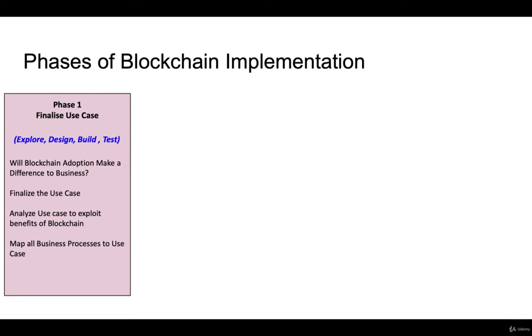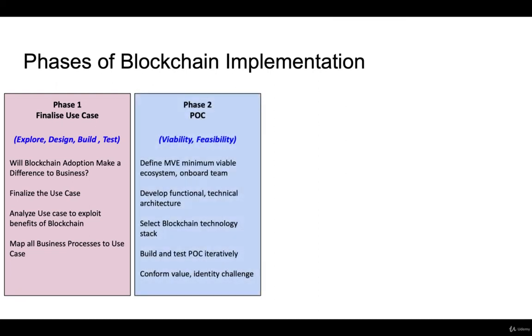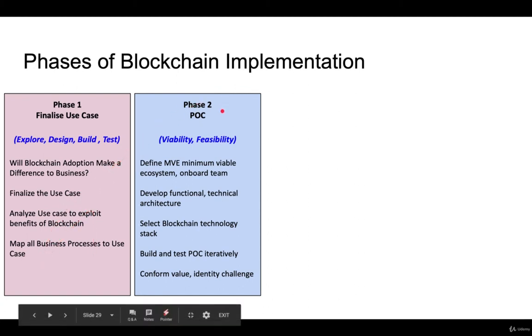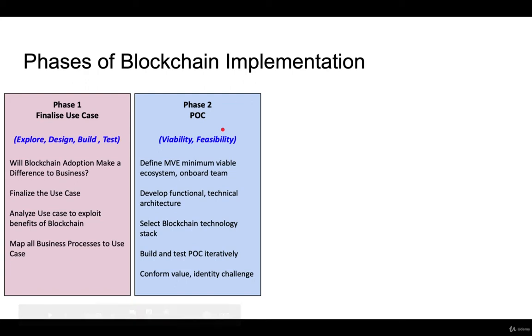Now if all the steps are not mapped, then you will not be able to execute the blockchain and the data will not be stored correctly. So mapping becomes important. Then we look at phase 2, that is POC or the proof of concept. This is where it's very important to see the viability and the feasibility.